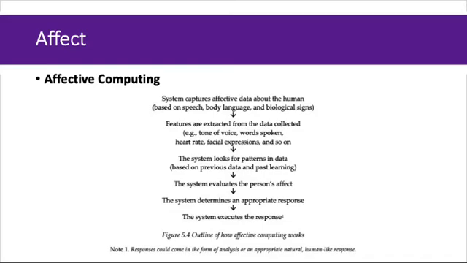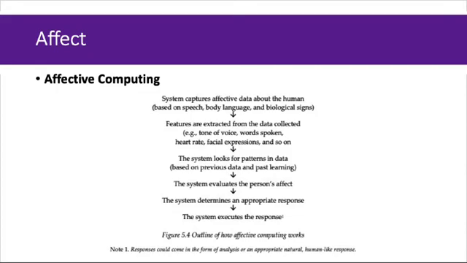Figure 5.4 provides an outline of how affective computing works. We can see that here the system captures affective data about the human, so things based on speech, body language, and biological signs. Then features are extracted from the data collected, so looking at things like tone of voice, words spoken, heart rate, facial expressions, and so on. The system then looks for patterns in the data, and of course based on previous data and past learning. The system then evaluates the person's affect, and then it determines an appropriate response, finally executing that response.